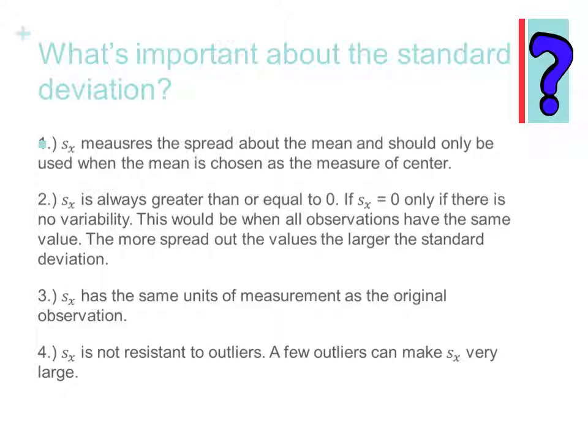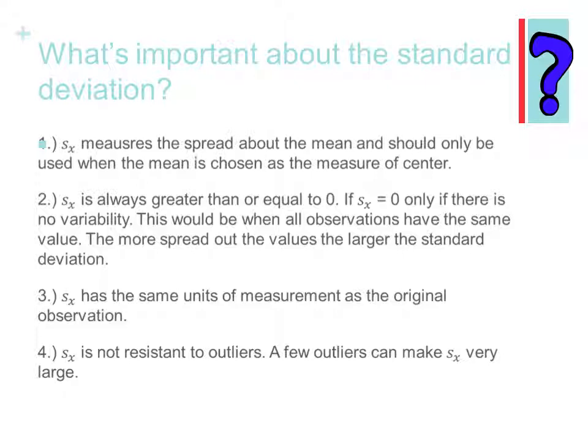Okay, the standard deviation is always going to be greater than or equal to 0. All right, so if the standard deviation is 0, then there's no variability. It means everything is stacked on top of each other. They're not spread apart at all. Okay, this would be when all of the observations have the same value.